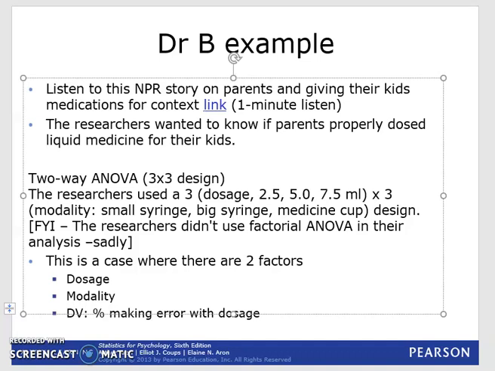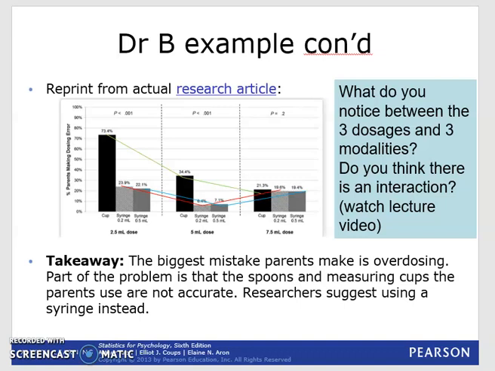So they're looking at dosage, how much: 2.5, 5, or 7.5 milliliters. And then they're looking at modality. How are they serving those children those medications? Is it a small syringe, a big syringe, or a medical cup? They were interested in narrowing down error in dosage. I'm going to show you their actual study results and talk briefly about these, and then we're going to dig deeper into the Factorial ANOVA.